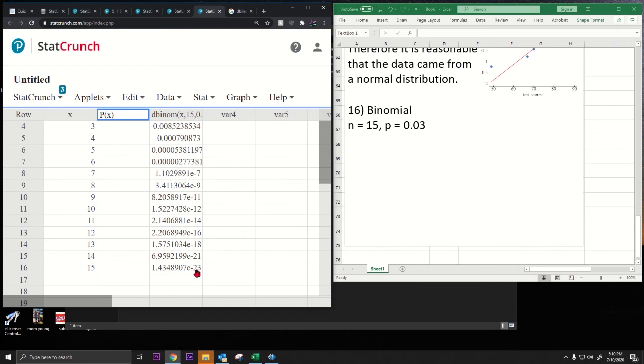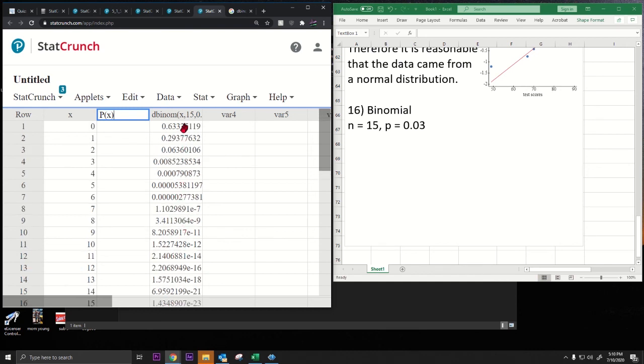There are the numbers. Look at these. This is scientific notation. This is basically 0. These numbers down here. The highest probability is at 0. Why is the highest probability at 0? Because what's 3% of 15? It's 4.5. Interesting. And XNP. Let me double check that. It's XNP.